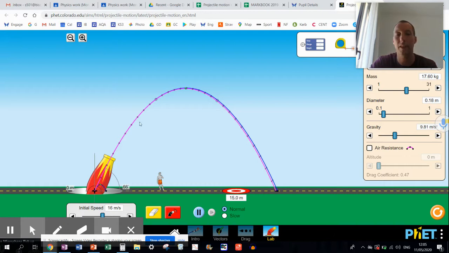If you want to get rid of any of the projectile motions you've already done, just press on this rubber and they should hopefully disappear. Mine's taken a long time to respond.